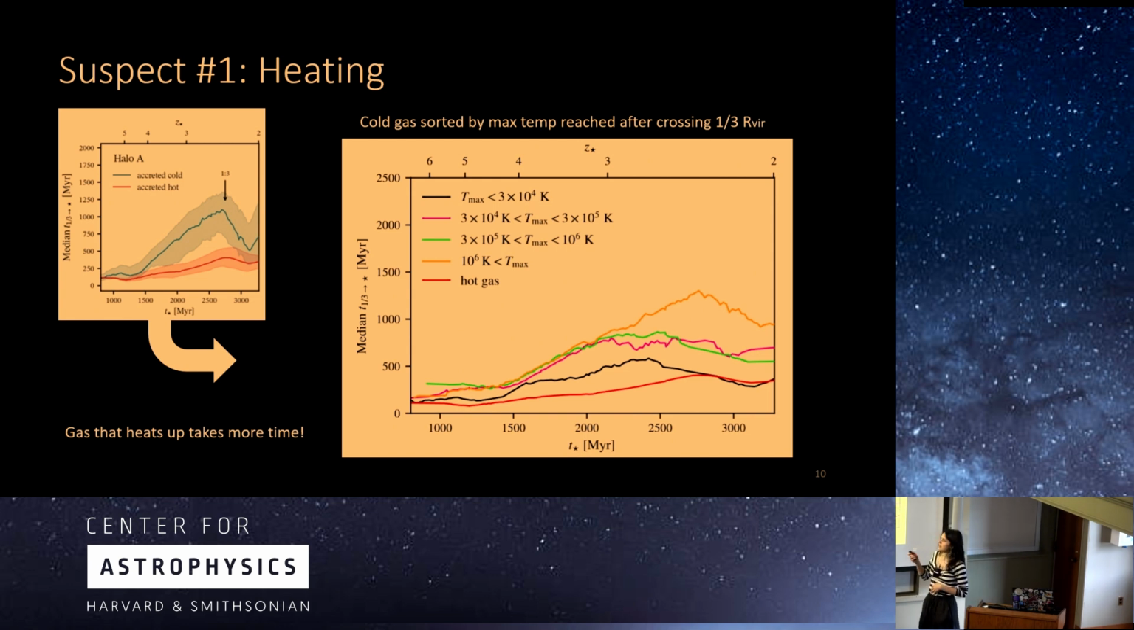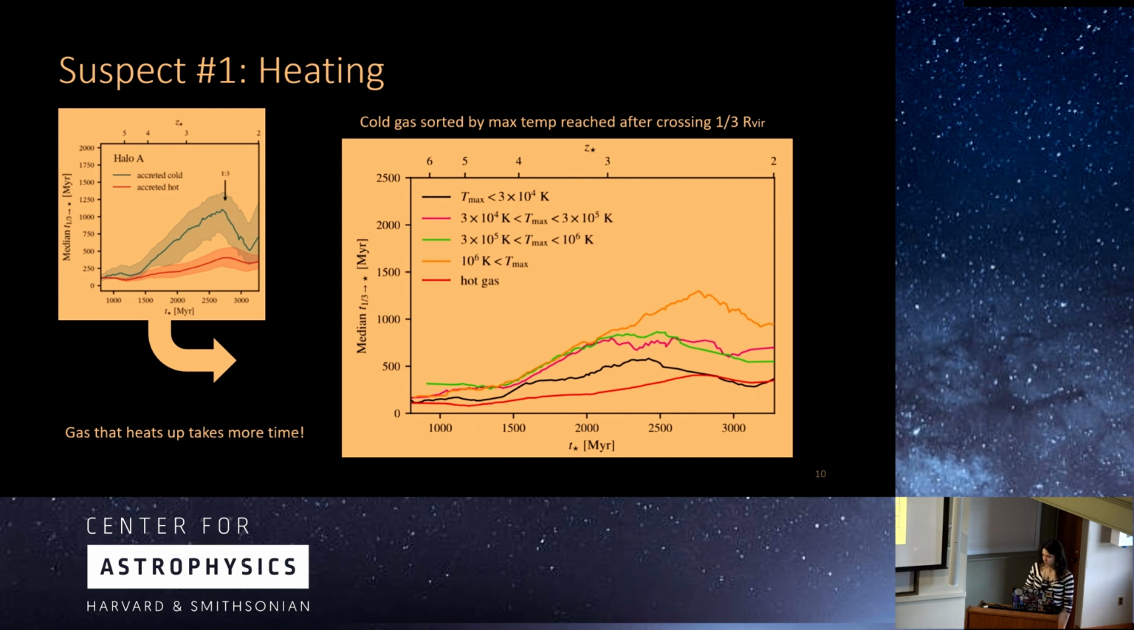What I did here is that I selected the cold gas that has reached the CGM, and then I basically binned it depending on the maximum temperature that the gas reaches after entering the CGM for the first time. And as you can see here, the hottest gas, so this one, obviously requires the largest amount of time, which makes sense. However, what is also crucial here is that even when I selected the gas that stays below the cold gas threshold, that gas is still above the hot gas, which means that the heating does contribute to the delay in star formation, but doesn't explain it fully.